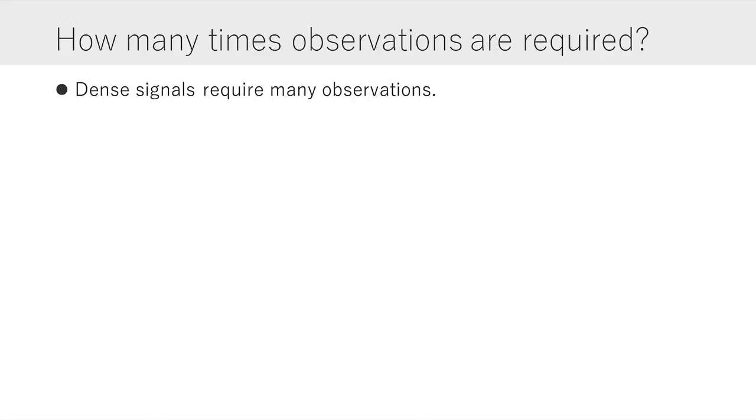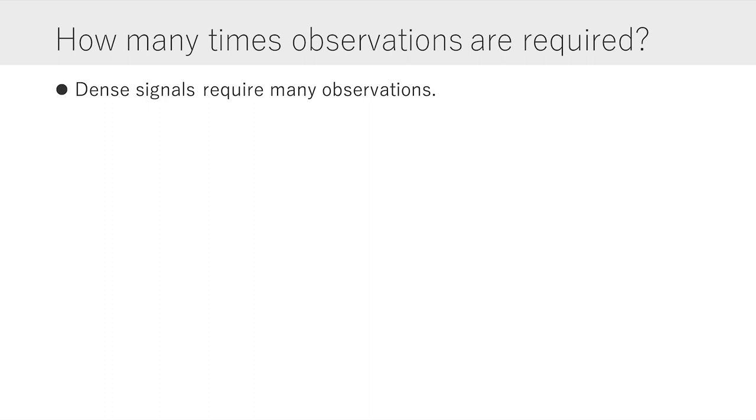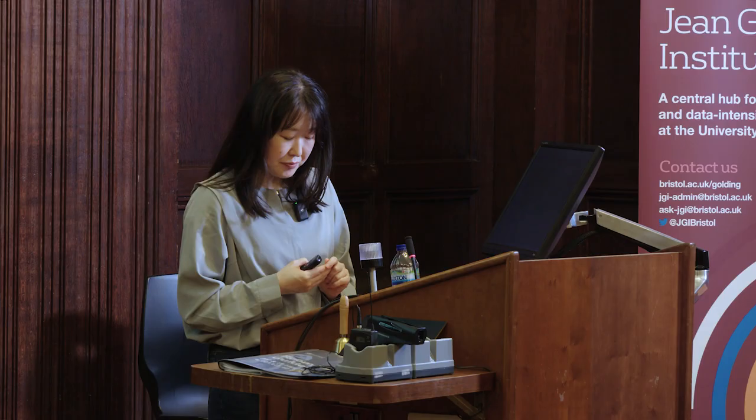Okay, now I'm studying more theoretical work for sparse estimation. We can imagine that if the number of important parts is larger, we need many more observations. So in general, signals with a lot of important parts are called dense signals. So dense signals require many observations. So if we know the more quantitative relationship between the fraction of the important information and the number of observations required, we can set more effective observations.